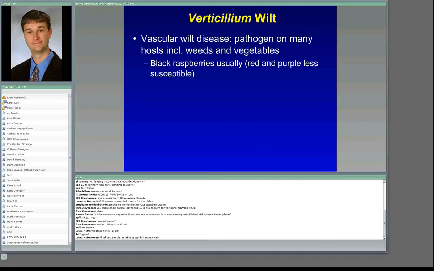Fortunately, it's the black raspberries that are usually the most heavily impacted by this disease, and according to a lot of literature I've seen, the red and the purple appear as a whole to be less susceptible to the problem, but I would not exclude them from having the possibility of getting the disease.